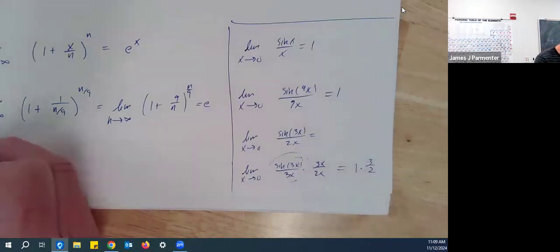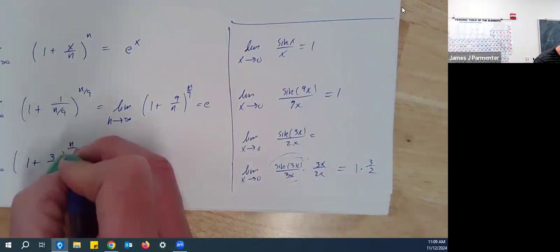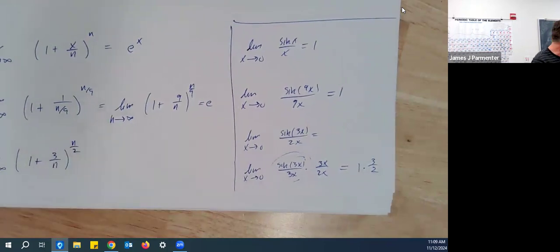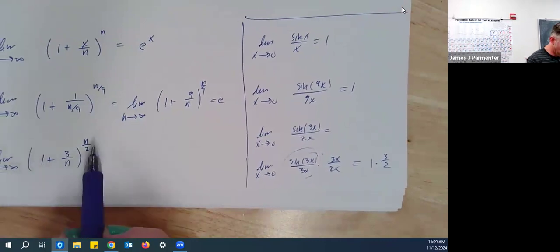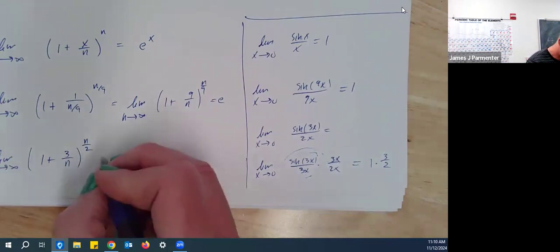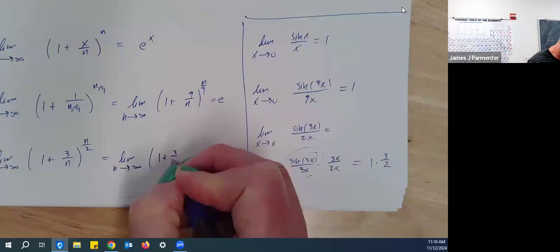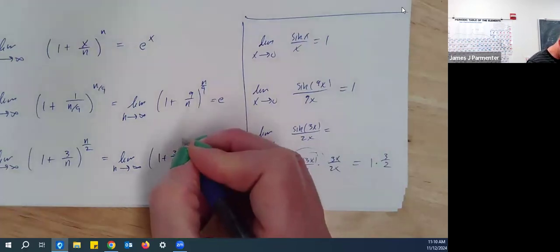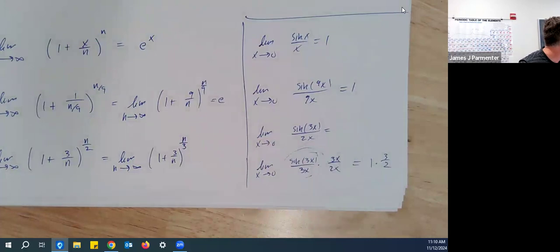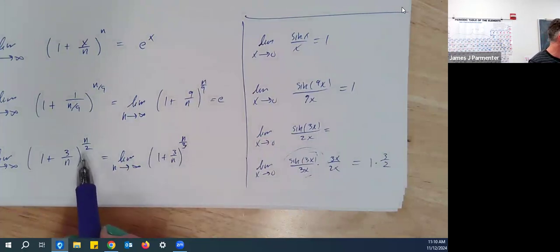The same kind of idea works over here. If you have the limit as n goes to infinity, let's say, of 1 plus 3 over n to the n over 2, you can do the same kind of thing. You really want this power up here to be the reciprocal of that thing right there. So here's what we're going to do. We're going to make it happen. I want this to be the limit as n goes to infinity of 1 plus 3 over n to the, I really want this to be n over 3. But then what do I need to multiply n over 3 by so that it ends up still equaling n over 2?